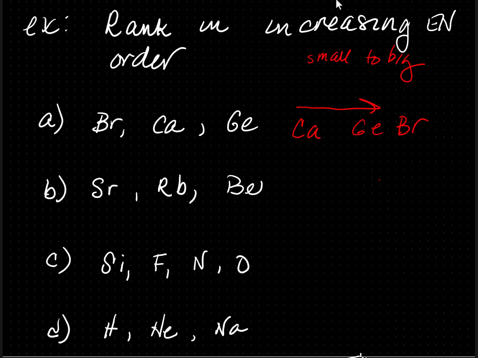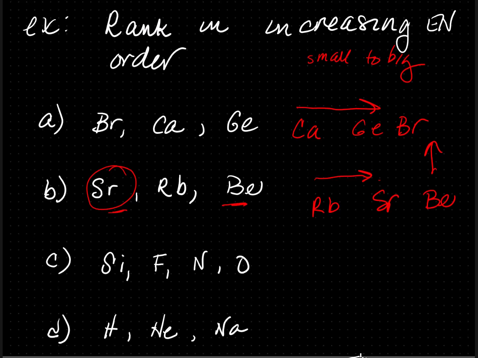B, we have Sr, Rb, and Be. They are not in the same period or in the same family, but they do share something in common, that is Sr. As we go across left to right, EN increases, so Rb is going to be smaller than Sr. Sr and Be are in the same family, and as I go up the group, it increases, so Be is going to be the largest.